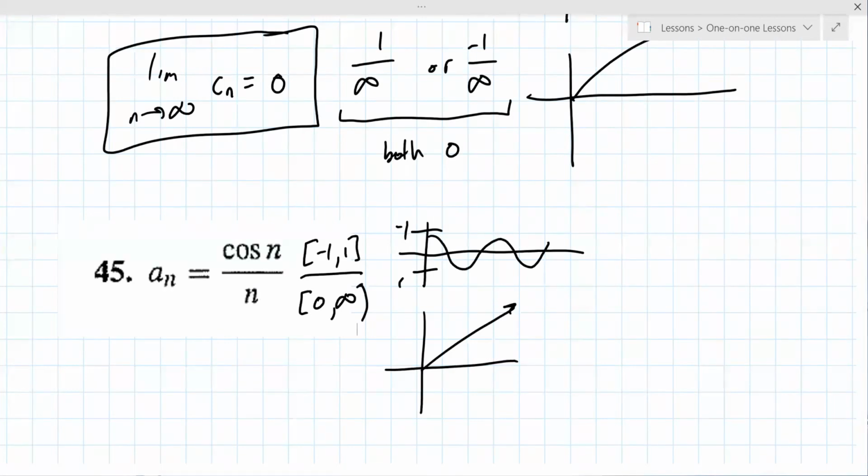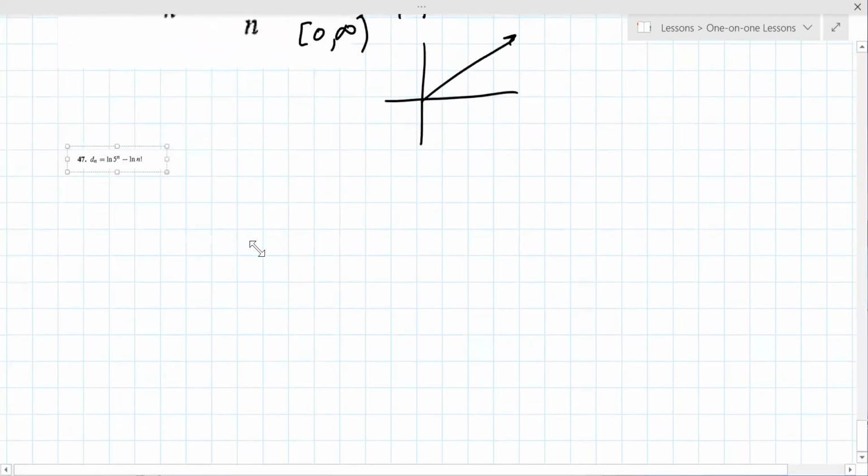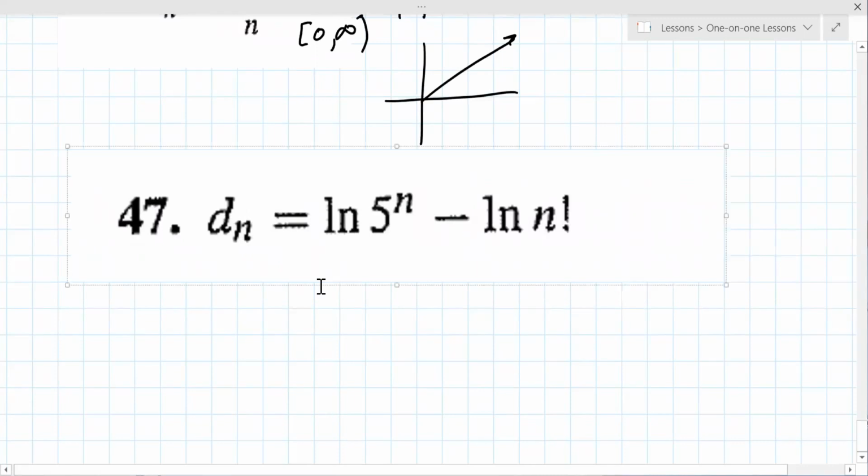Now you said maybe 47. Yeah. Okay. So the easiest way to do this is to just think about them in terms of their graph then? Yeah.